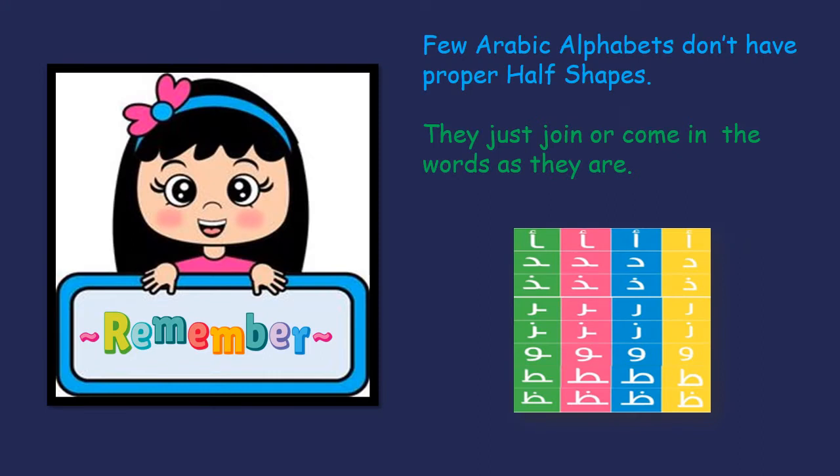Remember, few Arabic alphabets don't have proper half shapes. They just join or come in the words as they are. These Huroof al Hijaa are Alif, Dal, Zal, Ra, Za, Waw, Ta, Dha.